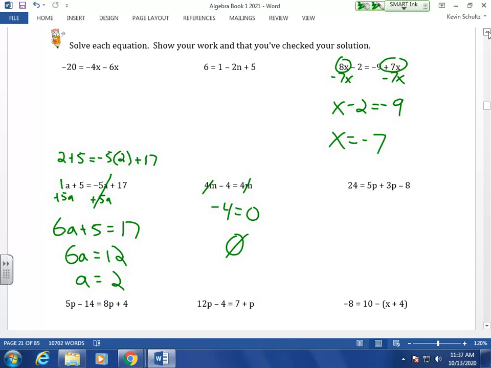Okay. All right. How do you check that? That one is really uncheckable. The only way to check it would be to defend it and say that, well, if I plug in a value for m, whatever I pick, it's not going to work out, right? Because 4m will be the same thing on both sides. On one side, I'm subtracting 4. The other side, I'm not doing anything. Okay. Let's go to the next page.